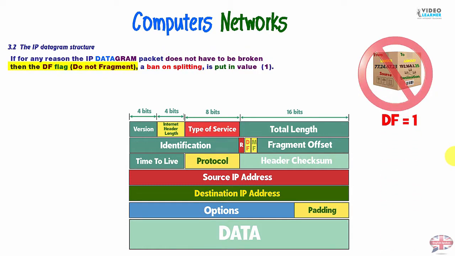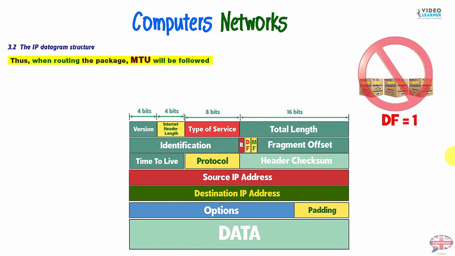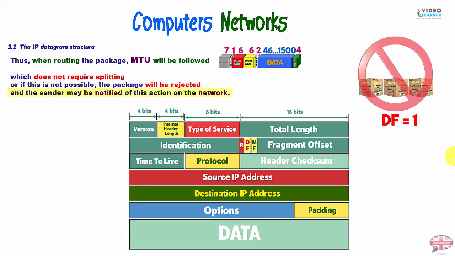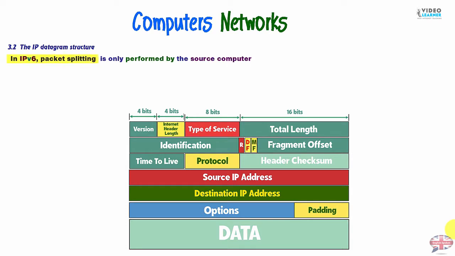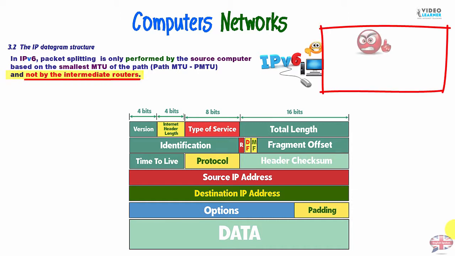then the DF flag, do not fragment, a ban on splitting, is set to the value 1. Thus, the packet's path will be chosen so that the MTU does not require splitting. Or if this is not possible, the packet will be rejected, and the sender may be notified of this action on the network. In IP version 6, packet splitting is only performed by the source computer, based on the smallest MTU of the path, the path MTU or PMTU, and not by the intermediate routers.